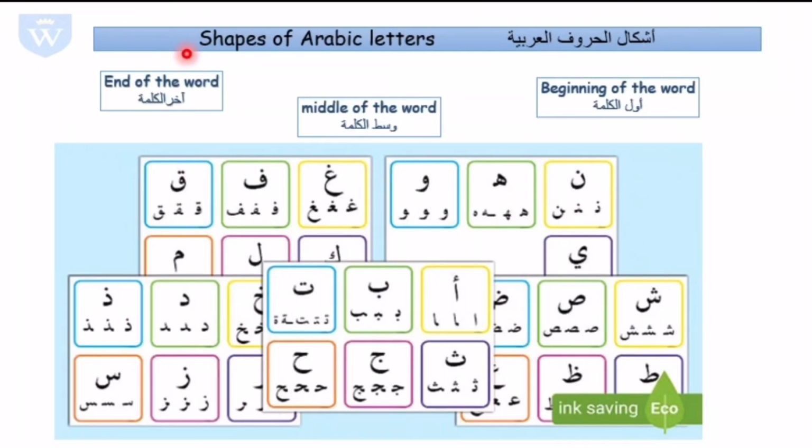Shapes of Arabic letters. The shape of an Arabic letter changes according to its position in the word. So the letter at the beginning of the word is different from the middle of the word and the end of the word. So for example, if we have a look here at the letter ba, we will see that the letter ba at the beginning is different from the middle and different from the end. So it's so important for your child to identify and differentiate between the beginning, middle, and end forms of each letter, to be able to read them easily in words.